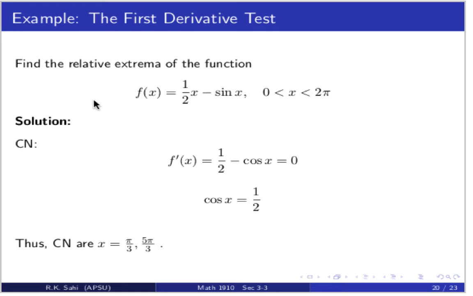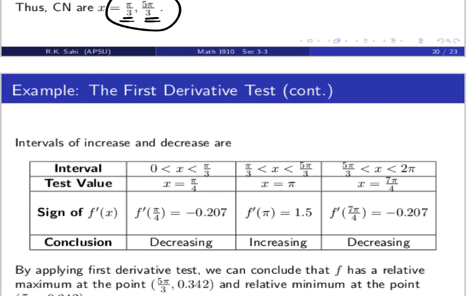Okay, so the first thing is, because this is a nice little continuous function, no discontinuities or anything, just go and find the critical numbers. When you take the derivative, this is half minus cosine x. Cosine x is half. So there are two places where cosine x is half. One is pi thirds and the other is 5 pi thirds. Now these are going to make our test intervals. So here are our intervals of increase and decrease.